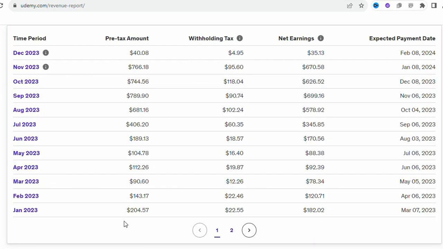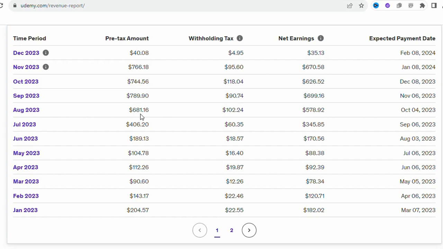So yeah, the other month, January, I made $204.57. Then after tax, I was paid $182.02. And you can see I made that amount in January and I was paid that month in March 7. So, that is it, it started growing. Some month it goes up, some month it goes down. So that is just it. Then starting from August, that was when I started getting consistent at generating between $600 to $700+ every month.